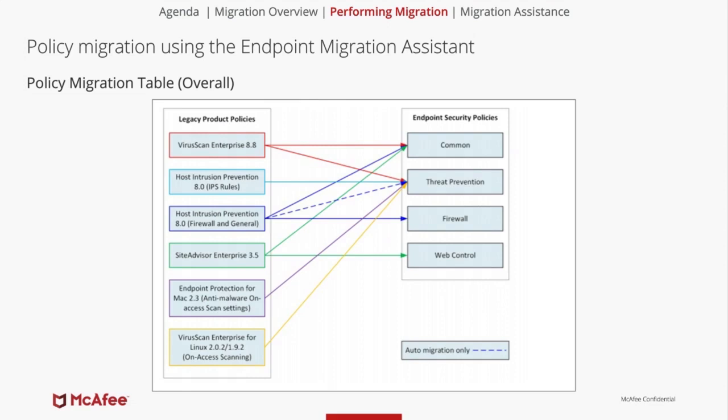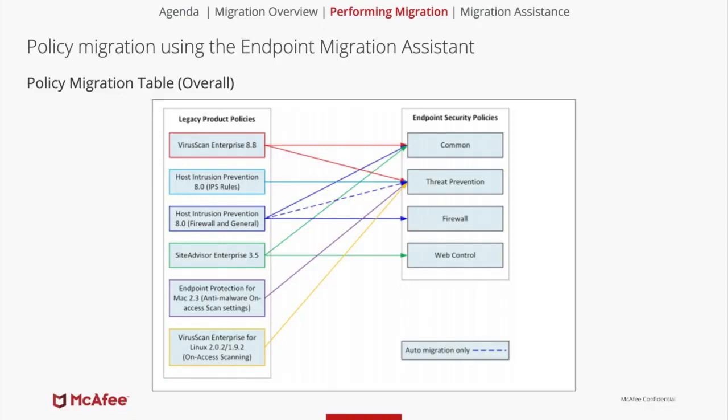Following the information from the previous slide, this table shows a breakdown of how everything migrates over into Endpoint Security. Essentially, everything from VSE, Endpoint Protection for Mac, and VSE for Linux migrates over to the common and threat prevention modules of Endpoint Security. HIPS and HIPS Firewall will be split between the threat prevention and firewall components of Endpoint Security. Site Advisor Enterprise pretty much just goes straight over to web control.